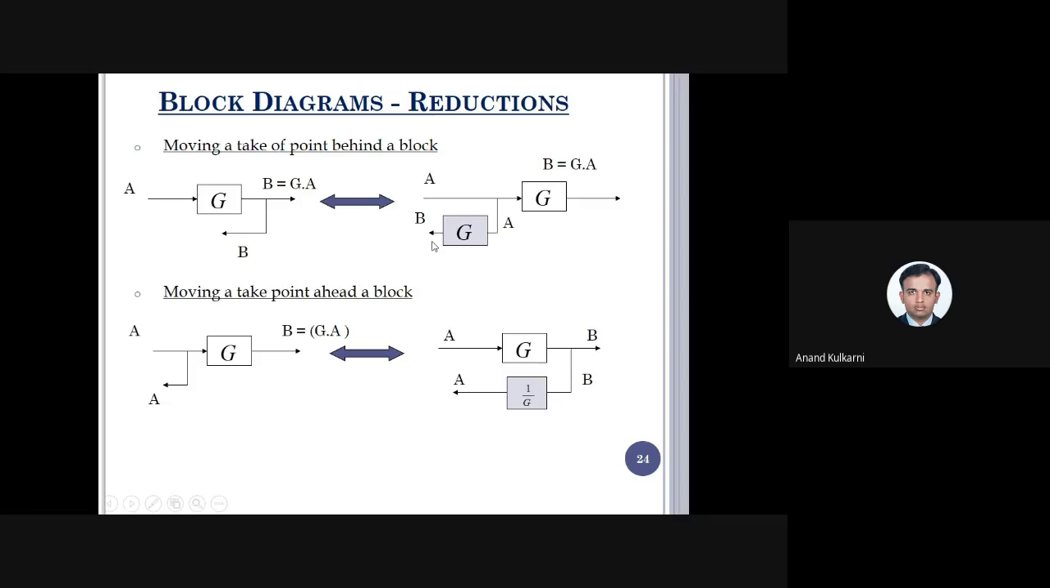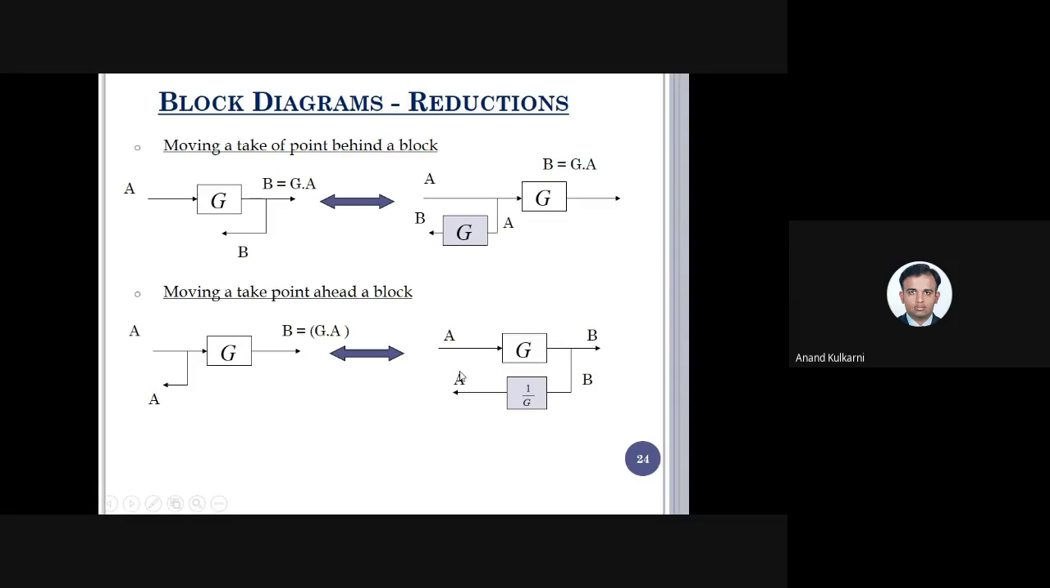Is it clear? Any doubt? Similarly, when we take the takeoff point ahead of the block, just observe here. Here I am getting A; A is here, A is here. What is the output here? B is equal to G into A. But when I'm taking the takeoff point here, I get B equal to G into A, while here I want only A. So this B, which was equal to A into G, should be divided by G so that I get only the value A.